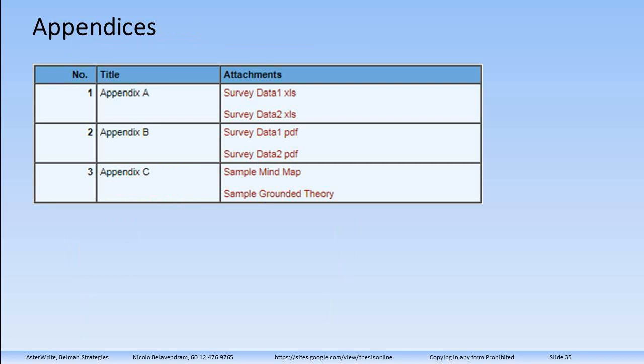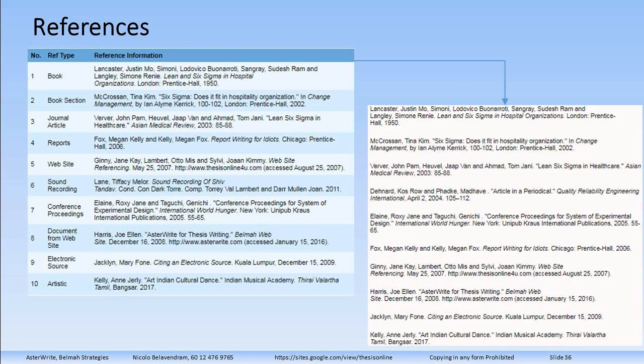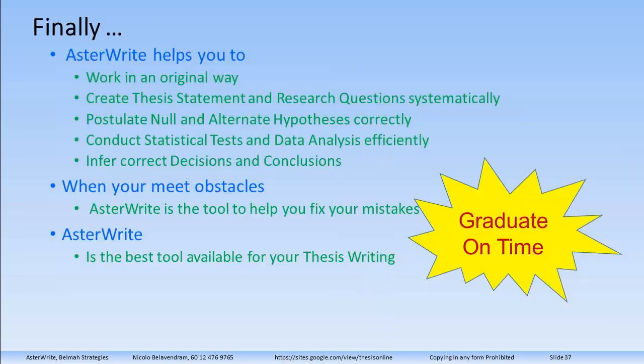Any special forms, large amounts of data, etc. can be included in the appendices. AsterWrite allows you to add references. The Manage Sources within References allows you to add large numbers of references that you used in your program of work. Finally, AsterWrite helps you to conduct deeper research in your own way.